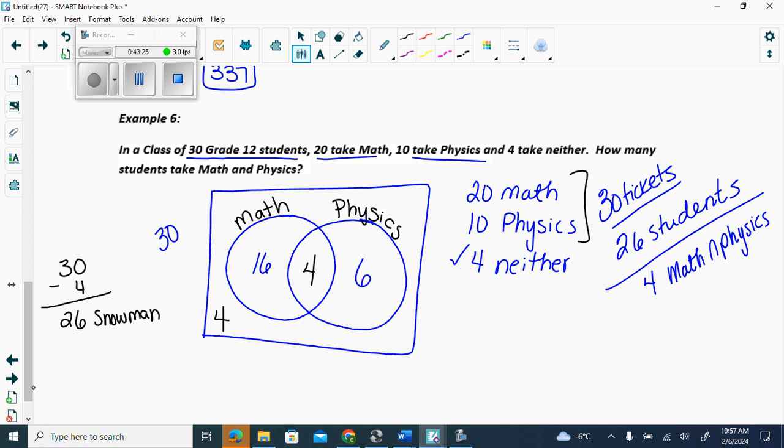Oh, we didn't answer a question. We did a Venn diagram. Lovely. A great Venn diagram. Super proud of it. It's awesome. Didn't answer the question at all. So it says, how many students take math and physics? So you would say 4 students take math and physics.